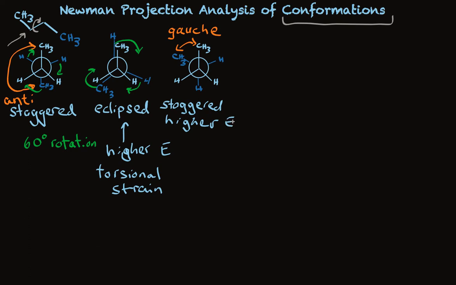And now that higher energy is not because we brought bonds closer together, but because we brought atoms closer together. Those atoms are attempting to occupy the same space. So this methyl group and this methyl group are bumping into each other. And that's a spatial interaction that increases the energy, and that's called steric strain.